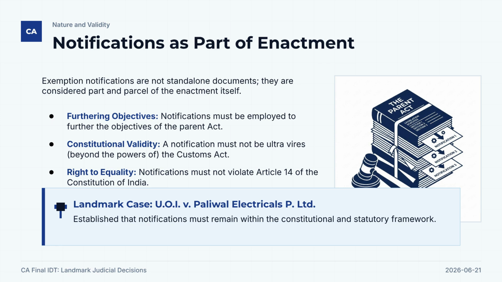A common misconception is that exemption notifications are separate from the Customs Act. The Supreme Court has clarified that exemption notifications are actually part and parcel of the enactment itself. Their purpose is to further the objectives of the parent legislation and not to operate independently. Therefore, a notification must always remain within the powers granted by the Customs Act and must not violate constitutional principles such as equality under Article 14. The landmark case of UOI versus Polywall Electricals established that exemption notifications cannot go beyond the statutory framework and must always operate within constitutional limits.